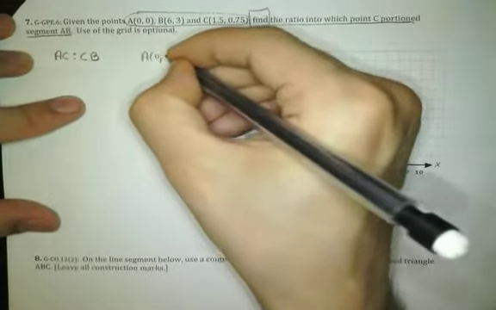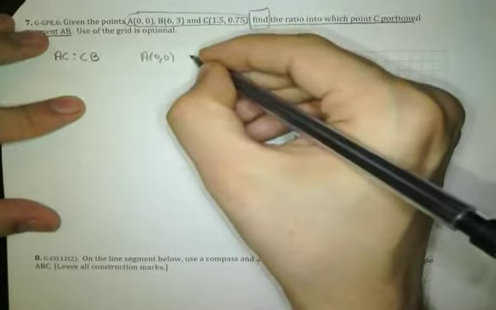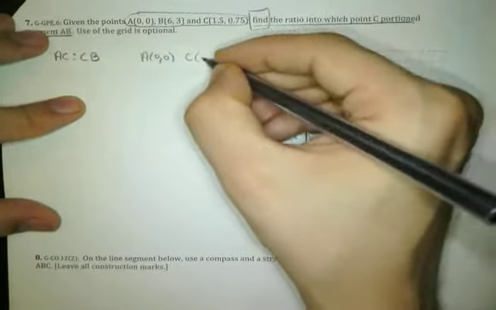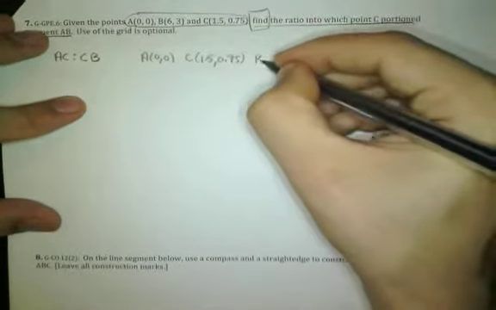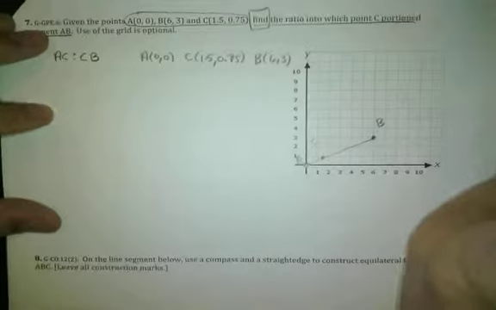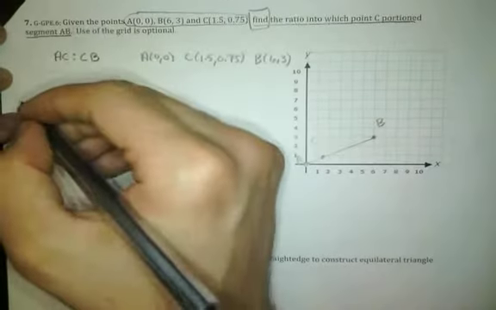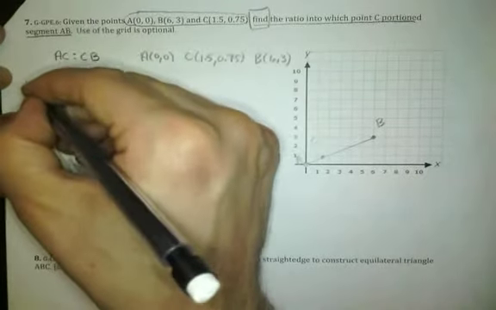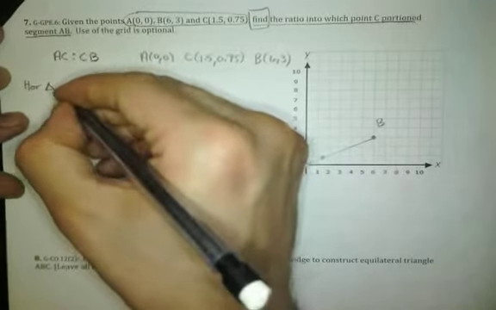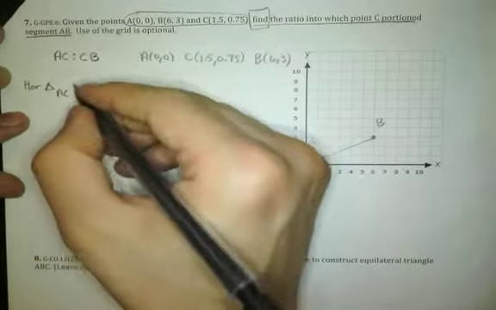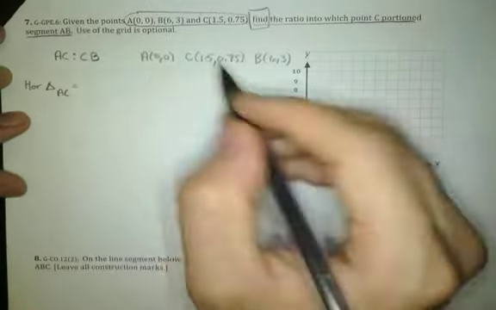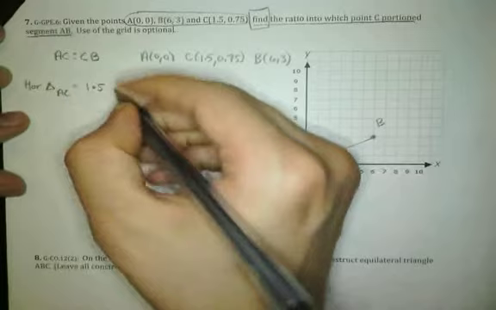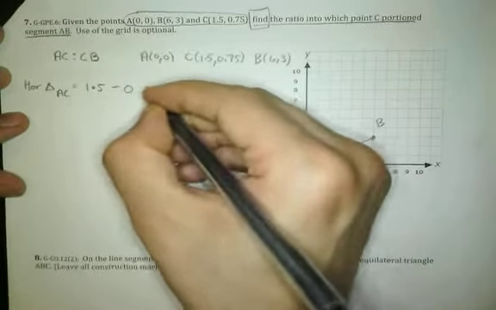All that I know right now is that A was at (0, 0), C was at (1.5, 0.75), and B was at (6, 3). So I'm going to have to find several things. I'm going to have to find the horizontal change from points A to C, and in this case, that is equal to the difference of their x-coordinates. So 1.5 minus 0, which is equal to 1.5 units.